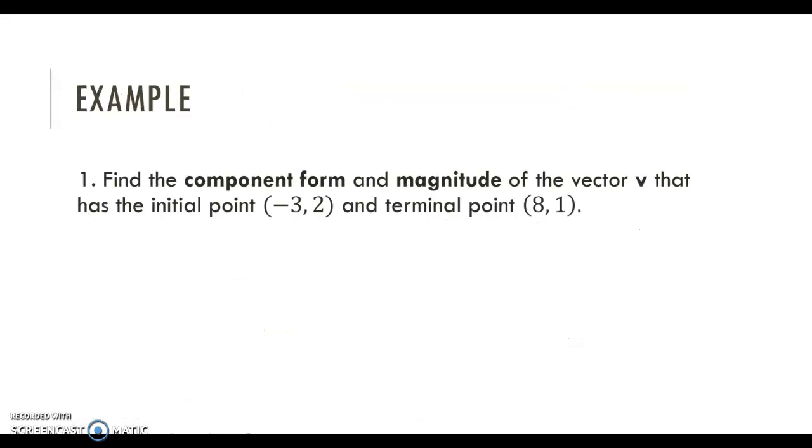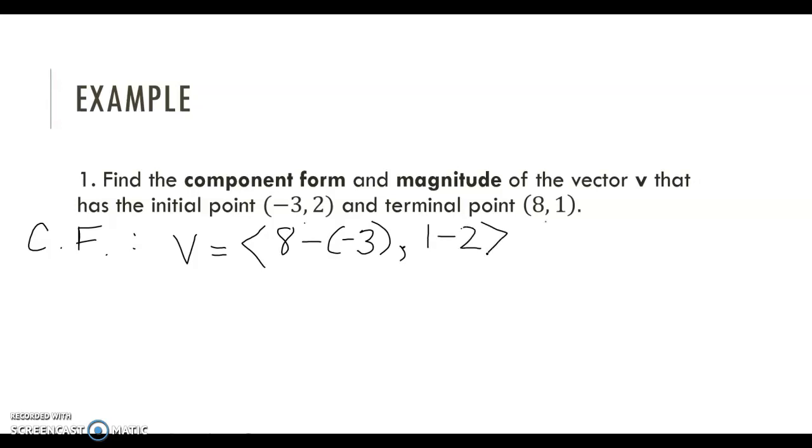So let's look at our first example. We're going to find the component form and the magnitude of vector v, that's what we're going to call it, given this initial point and this terminal point. Let's look at component form first. Vector v, notice I'm using my vector brackets. I'm going to take the terminal point x value minus the initial point's x value, comma, terminal point's y value minus the initial point's y value. And I get 8 minus negative 3 is 11, and 1 minus 2 is negative 1. So my component form for this vector would be ⟨11, -1⟩.